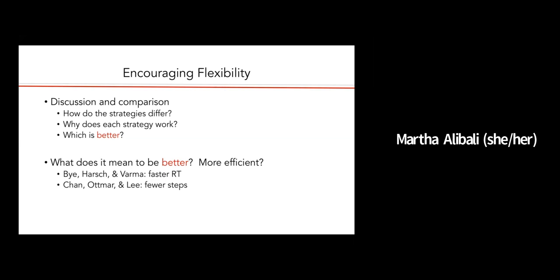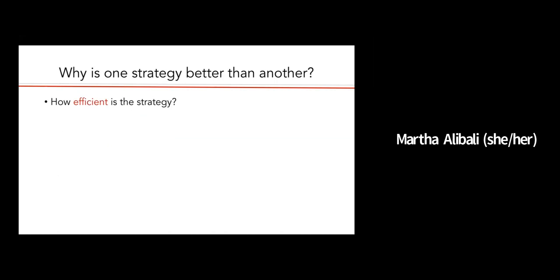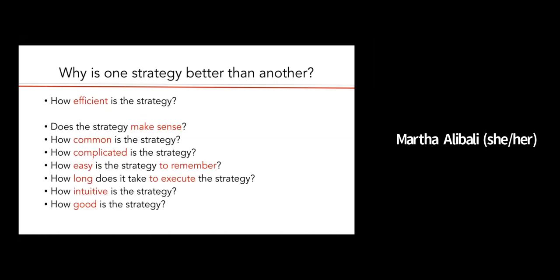And so this raises, I think, an interesting and important question for us as a field to think about: what does it mean to be better? As I mentioned at the outset, better can be operationalized in terms of efficiency, and that is something that we often do. But I think there are many other things besides efficiency that people might bring to bear when thinking about what strategy to use. So does the strategy make sense? How common is it? Is this something I see lots of people doing? Is it complicated? Do I remember it well? Is it going to take me a long time?